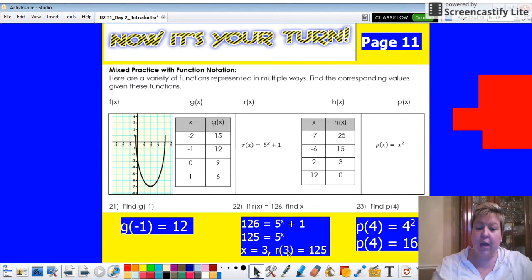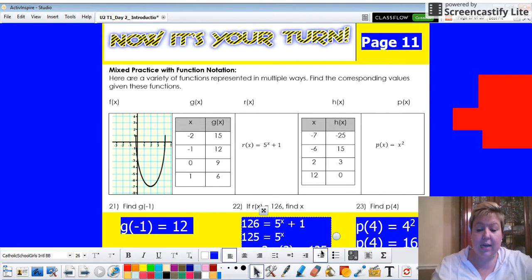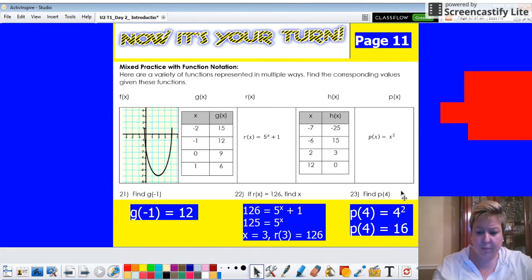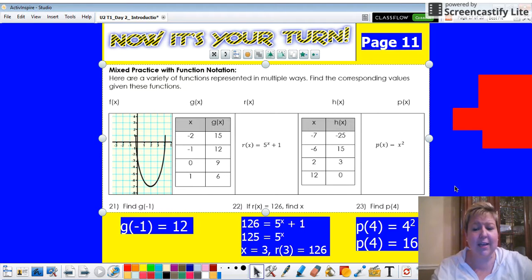So r of 3 equals 126. Sorry about that. So r of 3 is equal to 126. For number 23, same idea, but this time I'm telling you to input a 4. Your x value is 4. So p of x is equal to x squared. So I literally take and make it 4 squared. 4 squared is equal to 16. So p of 4 is equal to 16.